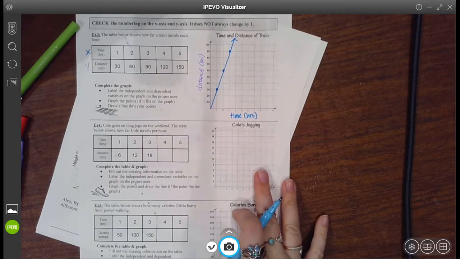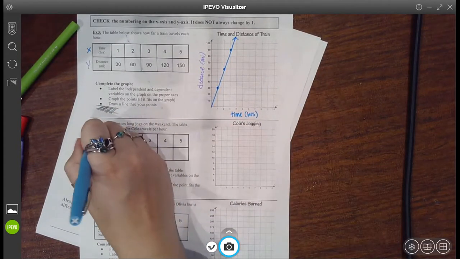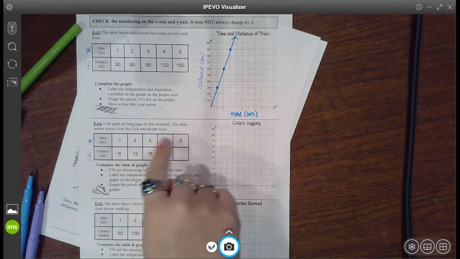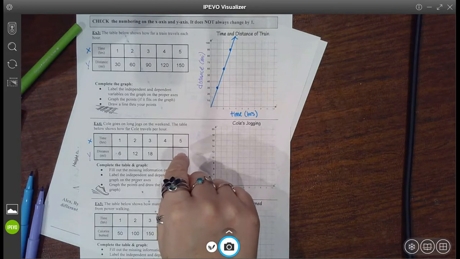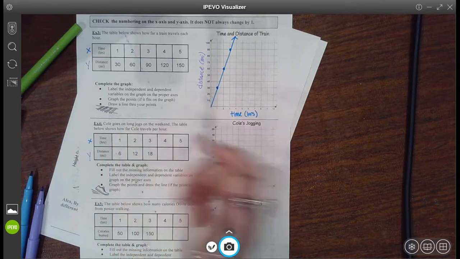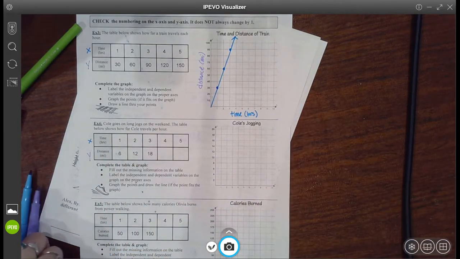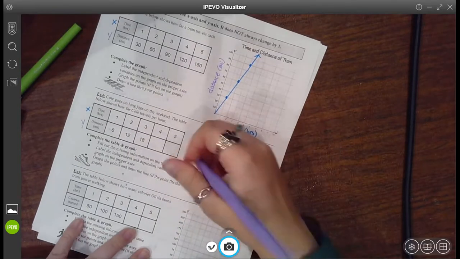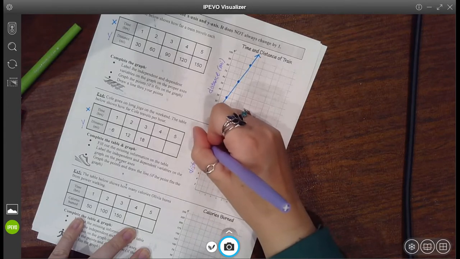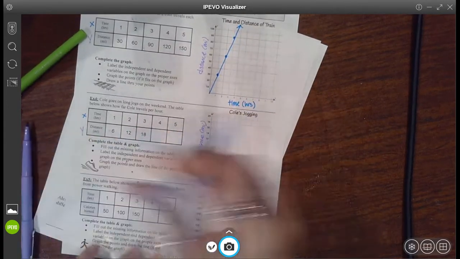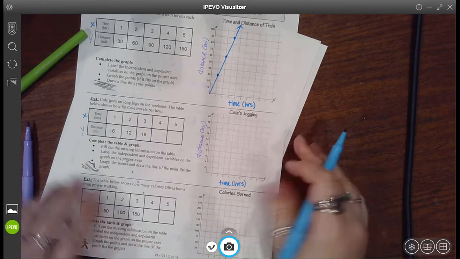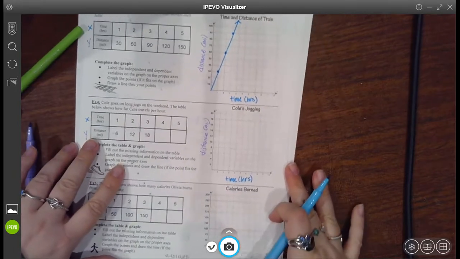Okay, let's go ahead and take a look at the next one. We want to label X and Y and see if it makes sense for the problem. Cole goes on long jogs on the weekend. The table below shows how far he travels per hour. Well, how many miles he's gone depends upon how long into his walk he is. Okay, makes sense. So Y, again, is your distance in miles. I told you that distance and money is almost always the Y, and time is almost always your X. But this time instead of weeks like the previous page, we're in hours again.